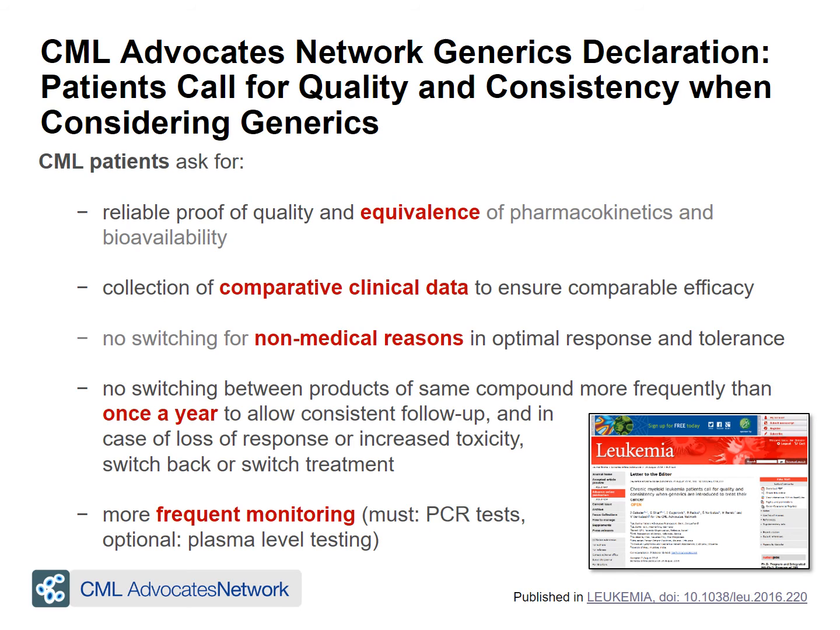It's very difficult to say whether the difference in, for example, side effects, how people feel, quality of life, or even effectiveness of the drug can be tracked down to the product, or to the biology of the disease and the dynamics. So we said there should be no switching more than once in a year between products of the same compound. And in the case of loss of response and increased toxicity, we recommended that patients should be given the possibility to switch back or switch to a different treatment.